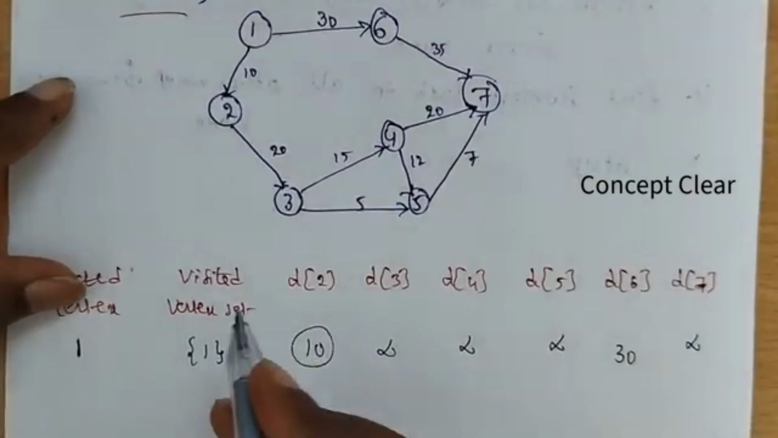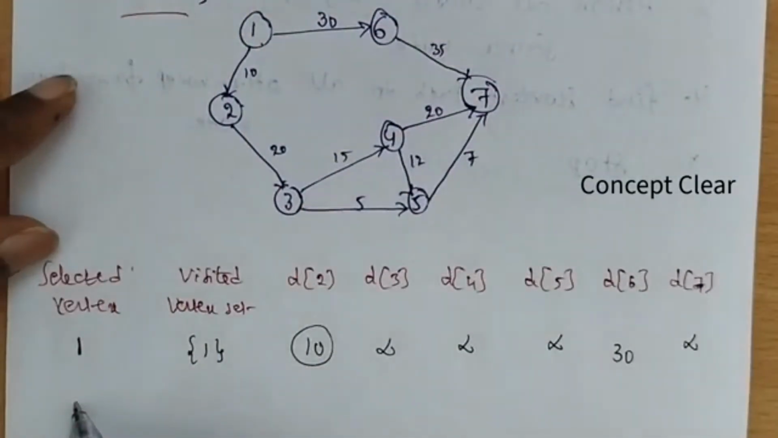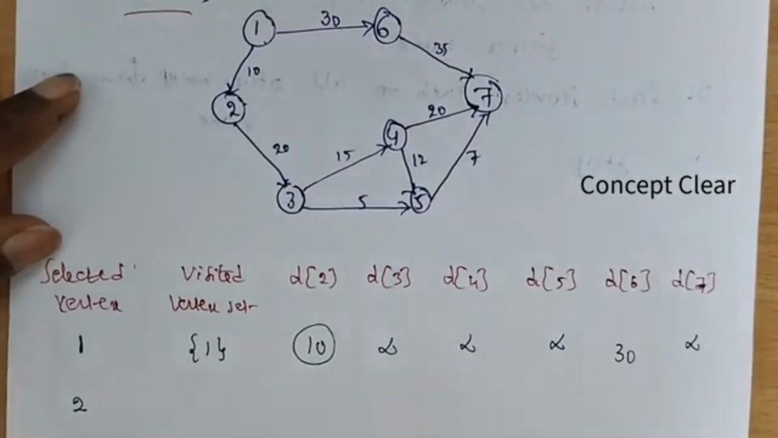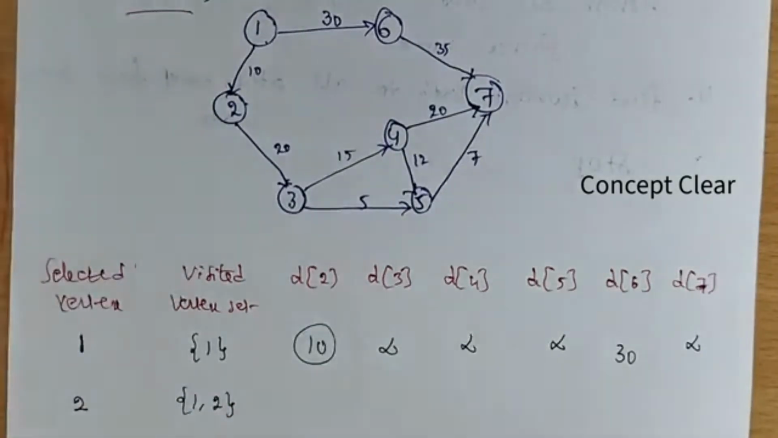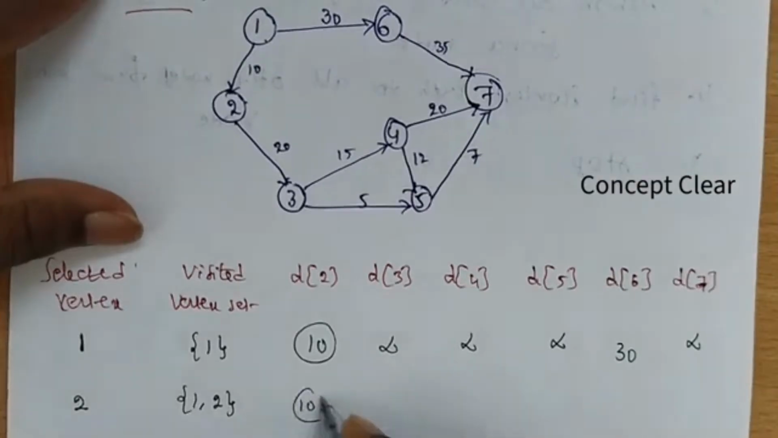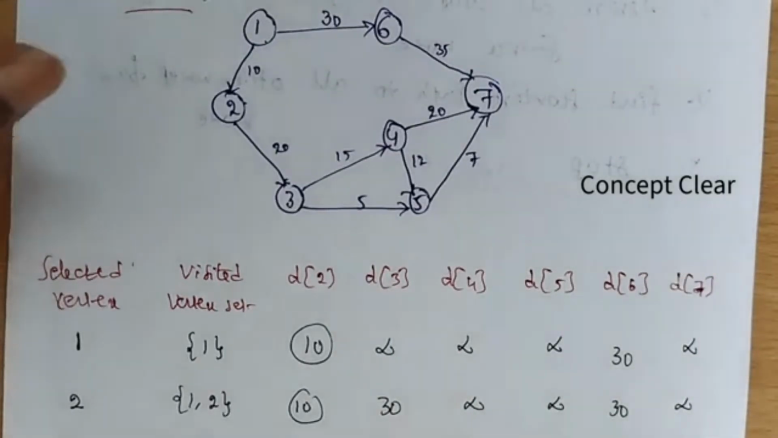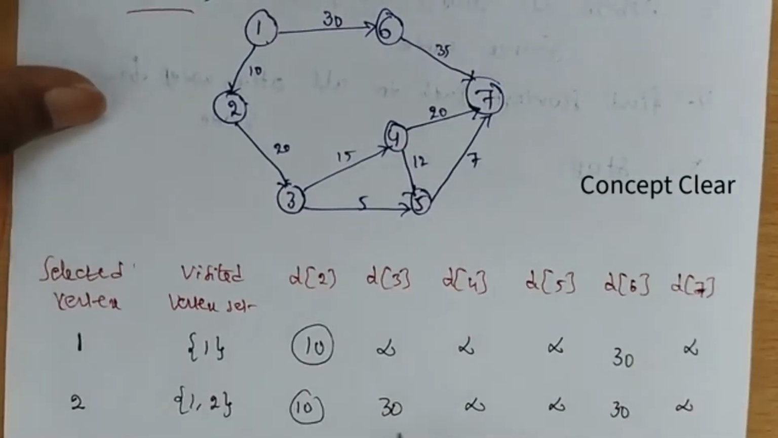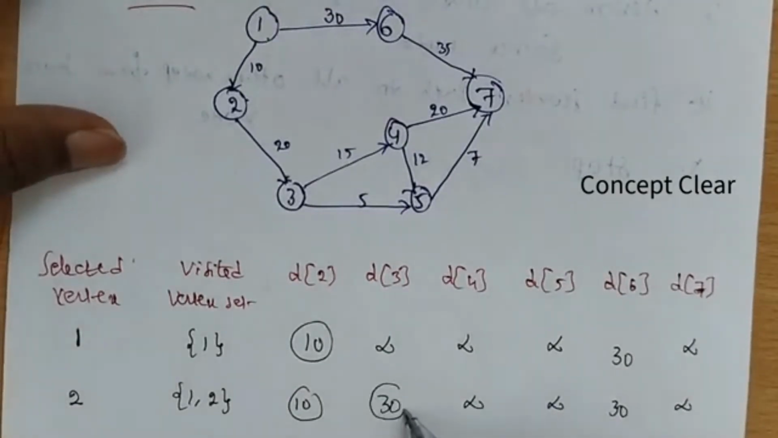Next we are moving from 1 to 2, so the second vertex is selected and visited. What are the possibilities from 2? From 2 the possibility is 3. So here also it is 30, and the remaining are infinity. Among these two, which one do we select? This one is 30 and that one is also 30. Which one do we select? This is the selected one.